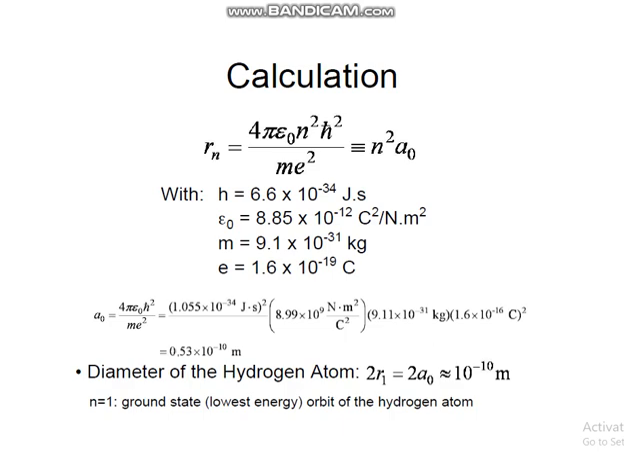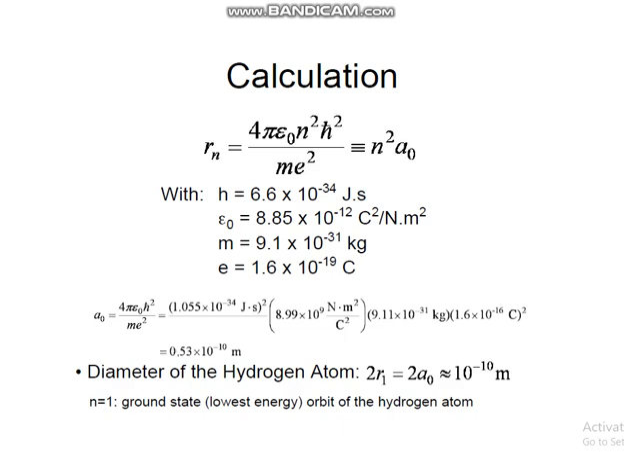Calculation: r_n is given by 4 pi epsilon naught n squared h squared by m e squared. h equals 6.6 into 10 to the power minus 34 joule second. Epsilon naught is 8.85 into 10 to the power minus 12 C squared per newton meter squared. m, the mass of the electron, is 9.1 into 10 to the power minus 31 kilogram. e equals 1.6 into 10 to the power minus 19 coulomb.